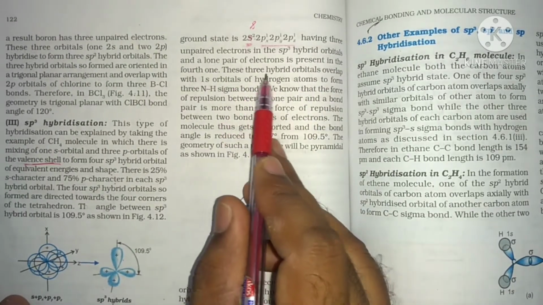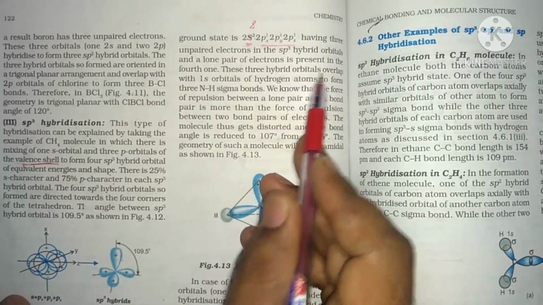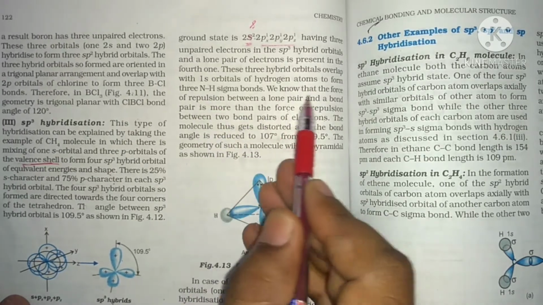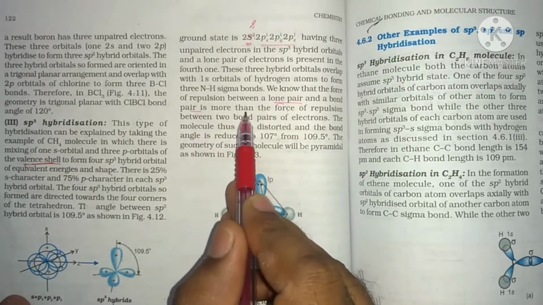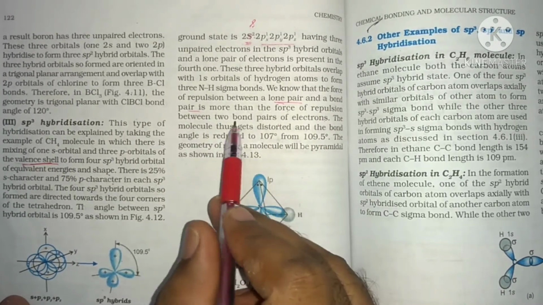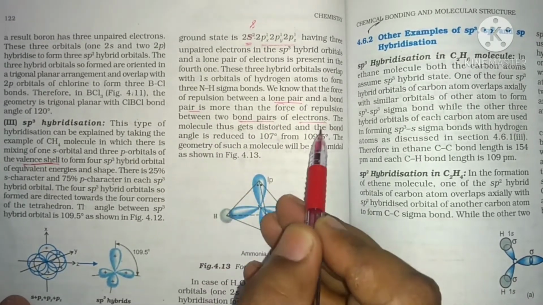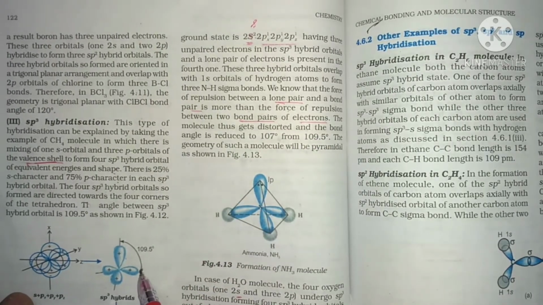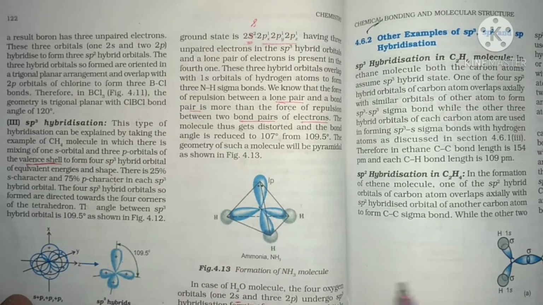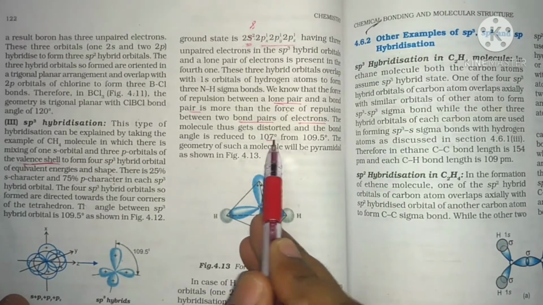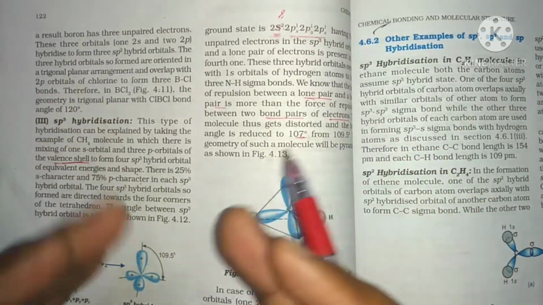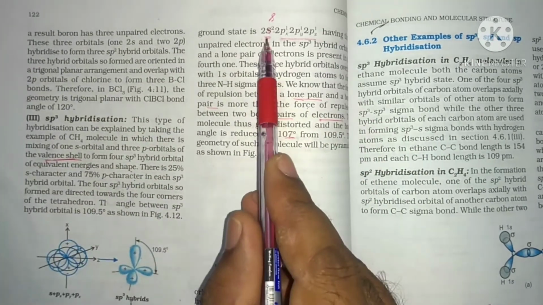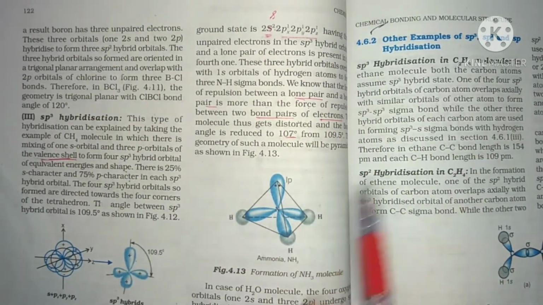And the 3 hydrogen orbitals will overlap with N to form NH sigma bonds, and we know that the force of repulsion between the LP and the BP is always more than the force of repulsion between 2 BP of the electrons. That's why the angle from 109.5 degrees will change to the angle of 107. ठीक है, तो एंगल 2 डिग्री डिक्रीज हो जाएगा because there will be a repulsion between the LP that is present in 2s2 and BP.